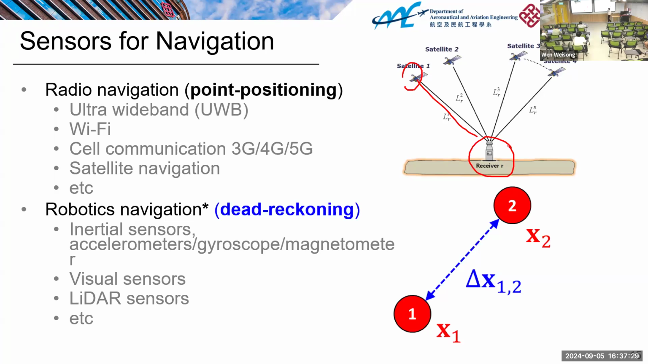We also have visual sensors, which can also help infer a change, for example, a change from x1, where x1 is the position at the first timestamp. After you make use of measurements from LiDAR, visual, or inertial sensors, it can help you infer a change, delta x, a change of the position or maybe the velocity. So this is the major difference between point positioning and dead reckoning. Any questions?